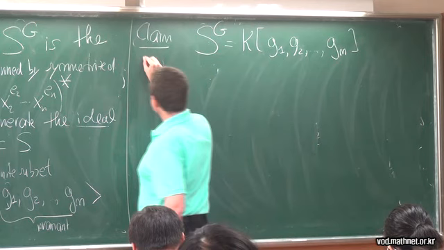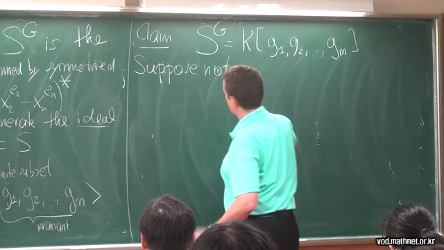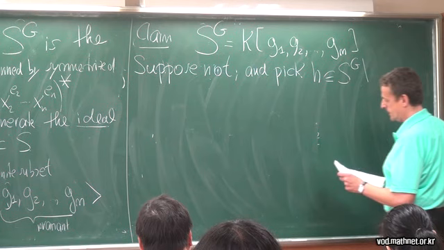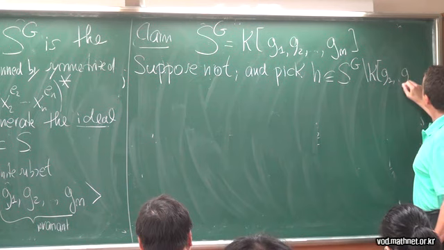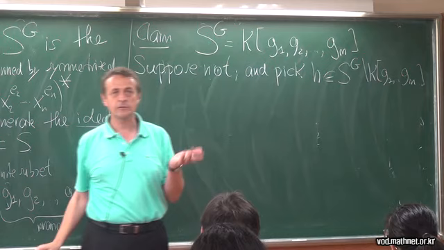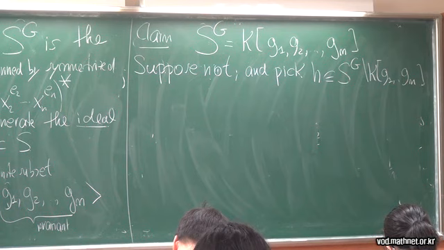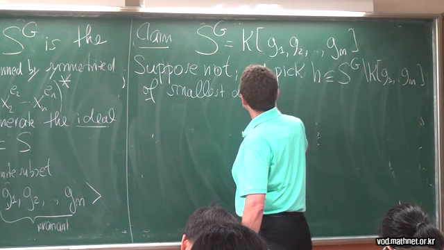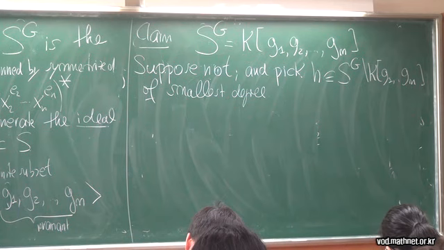Okay, so let's proceed by contradiction. Suppose they didn't generate. Well, then there exists some criminal in the difference, right? So let's pick an H that's invariant but is not in the subalgebra generated by G1 up to GM. These guys are invariant, so certainly the left-hand side contains the right-hand side. If they're not equal, then we can pick something that's in the left-hand side but not in the right-hand side. Let's pick such an H, and let's pick it of smallest degree. The non-negative integers are well-ordered, so there exists such an H whose degree, a non-negative integer, is as small as possible.